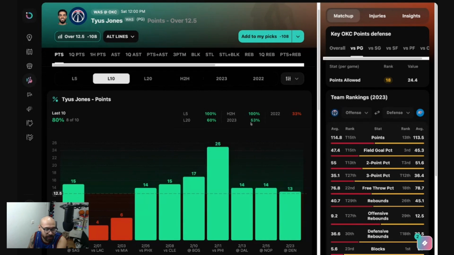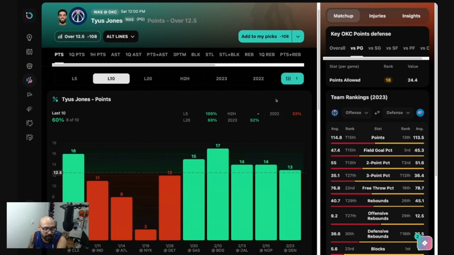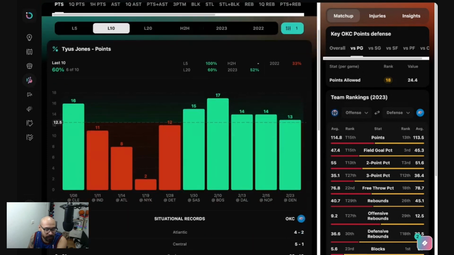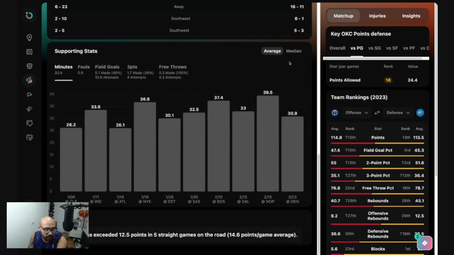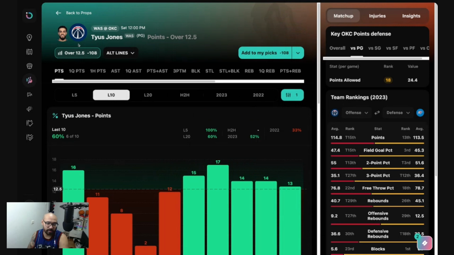Last 5 is excellent. This is a road game, so let's just check him out on the road. Last 10 road games, he's hit this in 6 out of 10. He's hit this in 5 consecutive road games. He's averaging 32.6 minutes. So, yeah, firstly, points, I don't mind that. I think that's a pretty good prop.